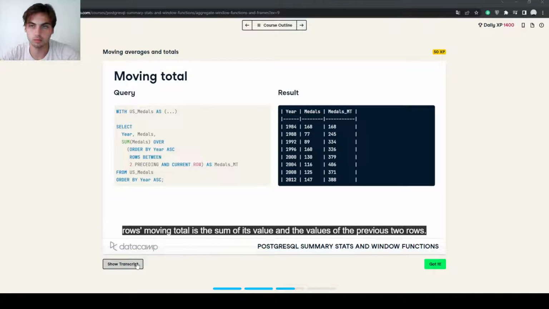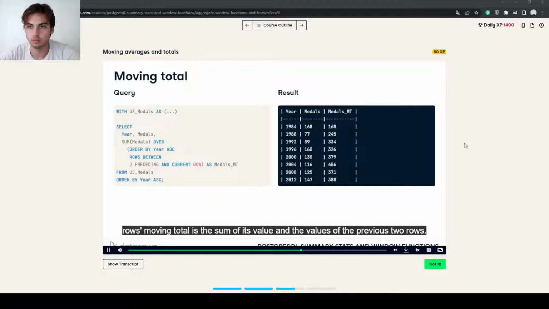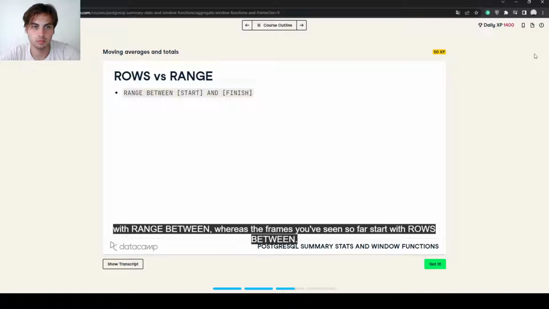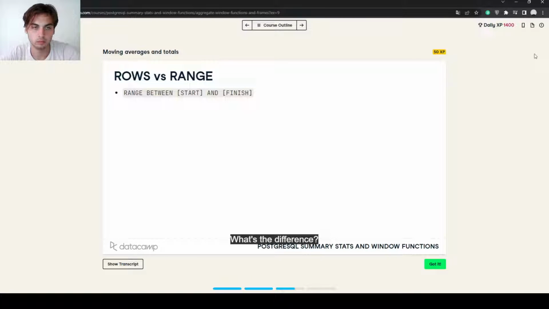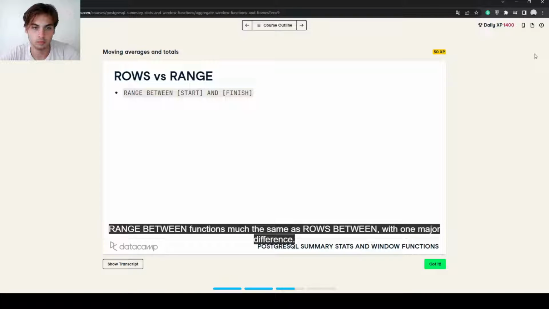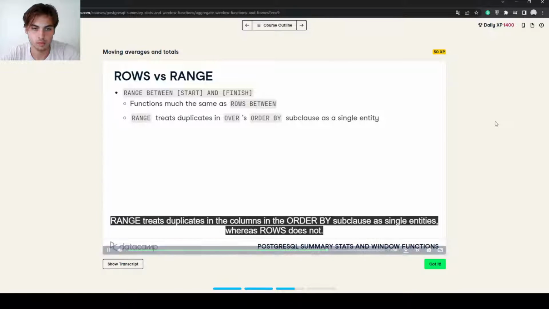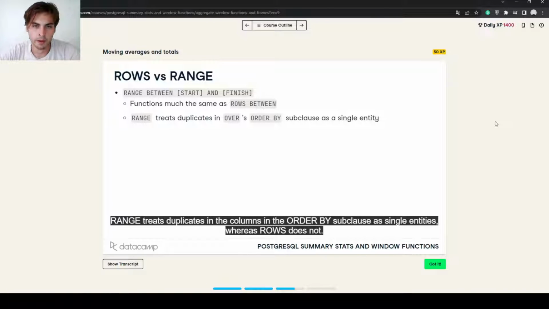the sum of its value and the value of the 2 previous rows. Recall from the previous video that last values frame subclause starts with range between, whereas the frames you've seen so far start with rows between. What's the difference? Range between functions much the same as rows between, with one major difference. Range treats duplicates in the columns in the order by subclause as single entities, whereas rows does not.